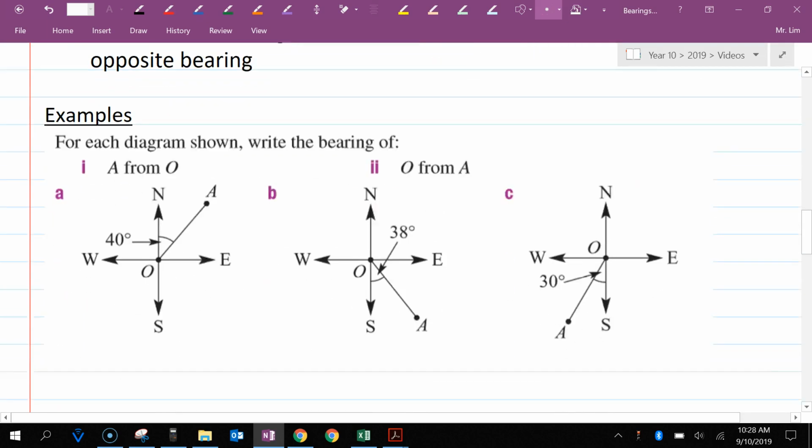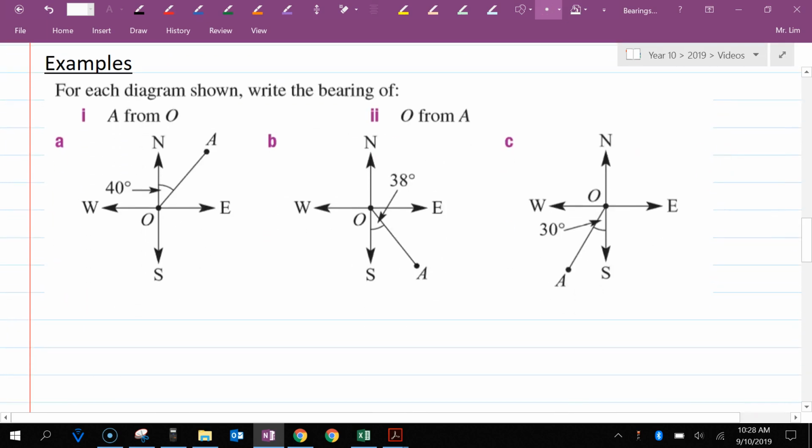So let me give you an example. For each of the diagrams shown, write the bearing of A from O and O from A. Let's have a look at the first one. It says A from O, which means we're starting at O, north of O in a clockwise direction until we hit the line that's connected to A. So this one is 040 degrees. Nice and easy.